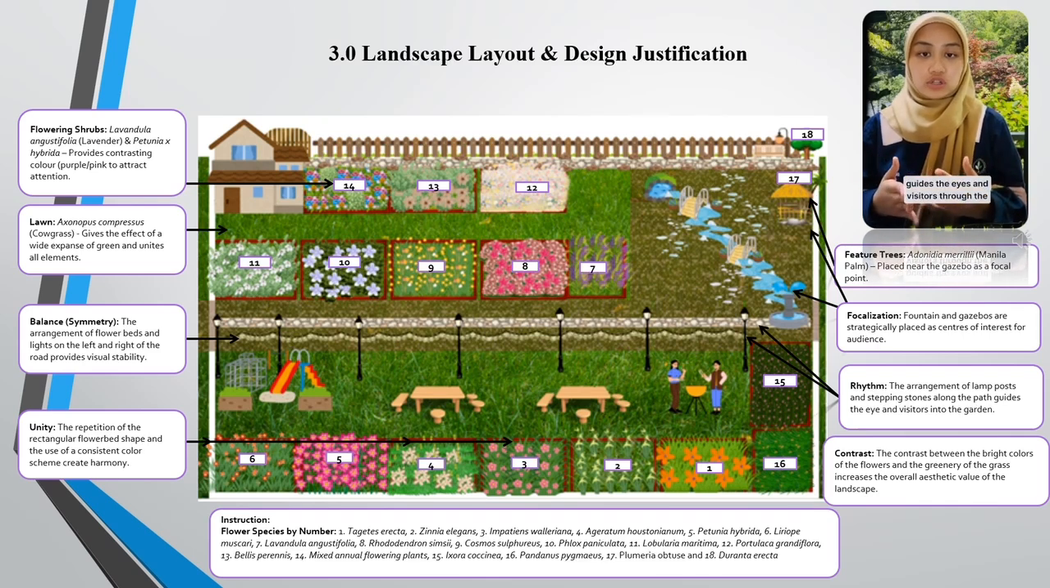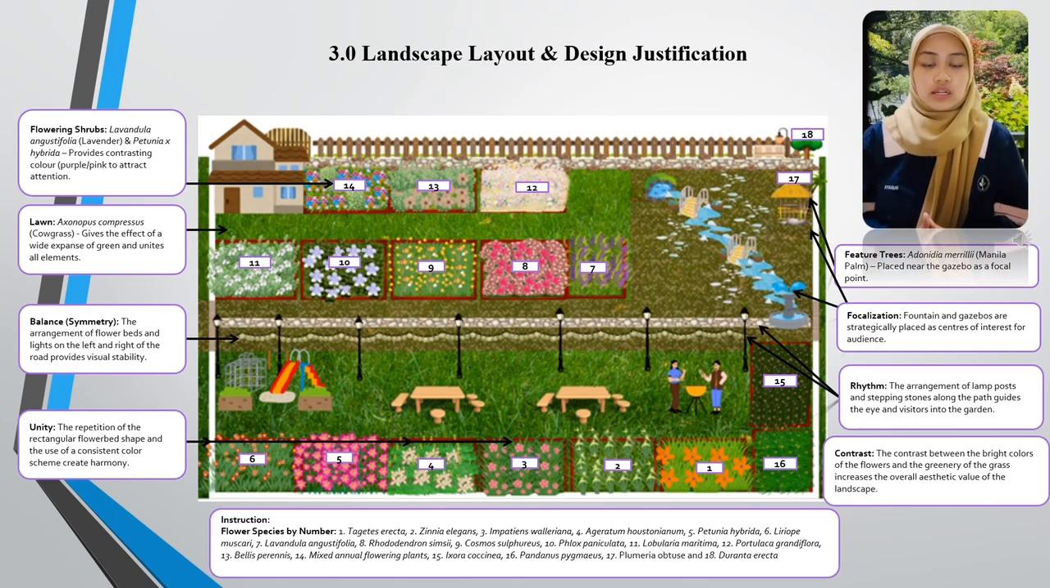In addition, for contrast, I strategically position bright colored flowers against the deep greenery of the grass to increase the overall aesthetic value and vibrancy of the landscape. Last is functional focalization. The focal point is centered on the water fountain and gazebo. These are strategically placed as centers of interest to draw the audience into the therapeutic and social zones of the garden. Every element, from the flower species ranging from Tagetes erecta to Duranta erecta, has been chosen to fit the scale of the backyard perfectly.